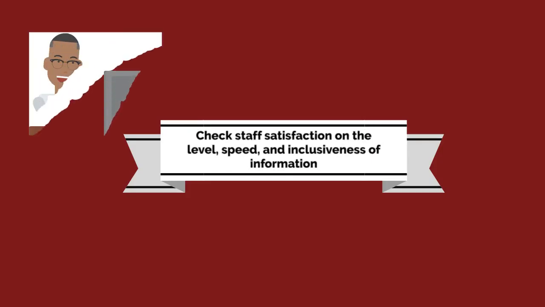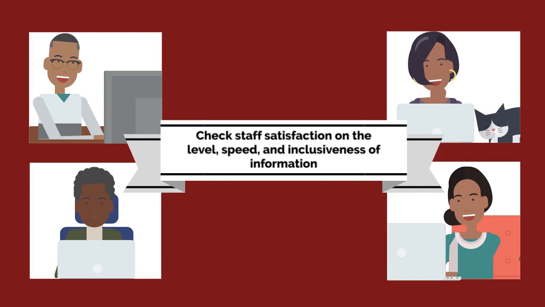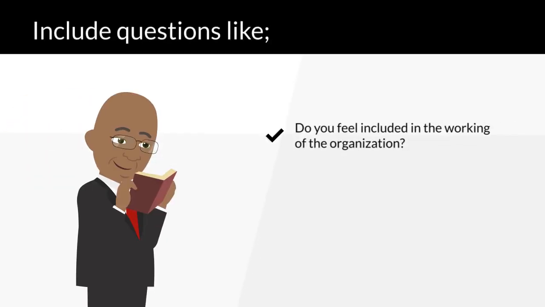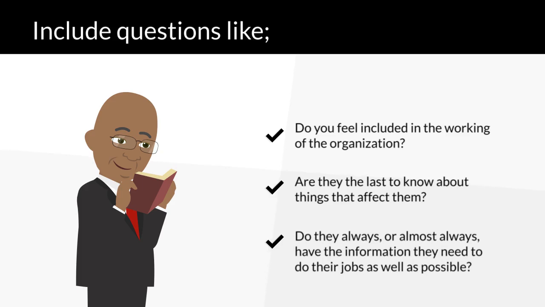Check staff satisfaction on the level, speed, and inclusiveness of information and other communication that they receive. You can give people an option of answering anonymously so that they can answer honestly, if you're afraid that they will not answer honestly in the first place. Include questions like, do you feel included in the working of the organization? Are you the last to know about things that affect you? Do you always or almost always have the information you need to do your job as well as possible?